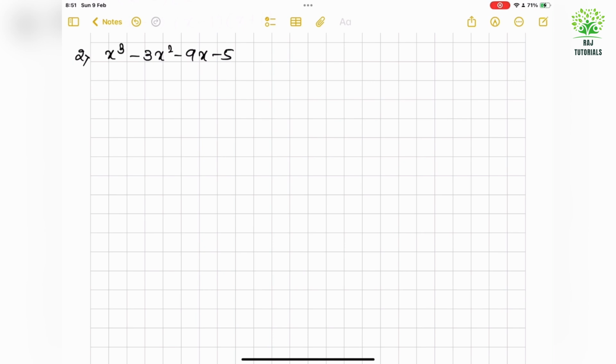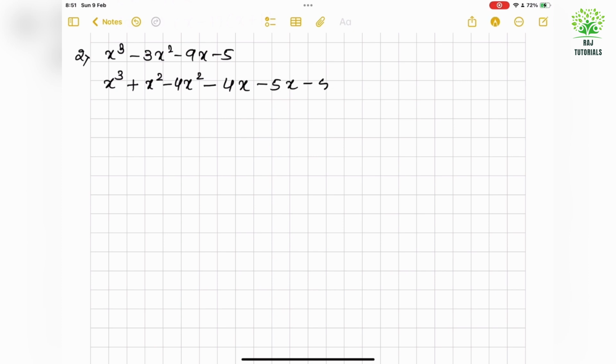So here if I divide, I keep it like this, x cube. Now minus 3x square I can write as plus x square minus 4x square, and minus 9x if I write that as minus 4x minus 5x, minus 5.